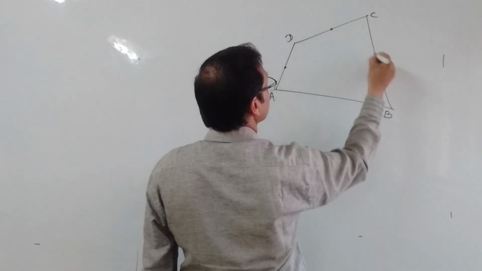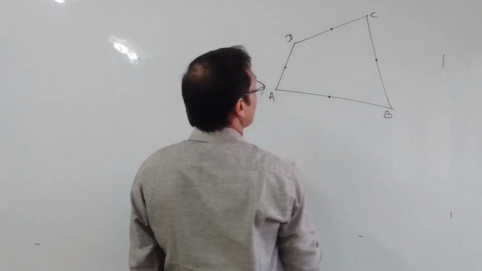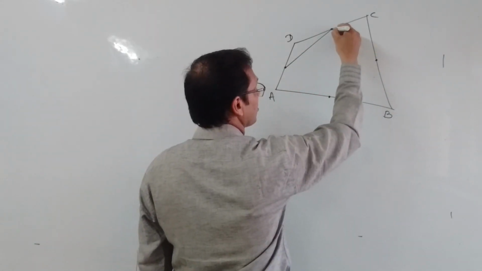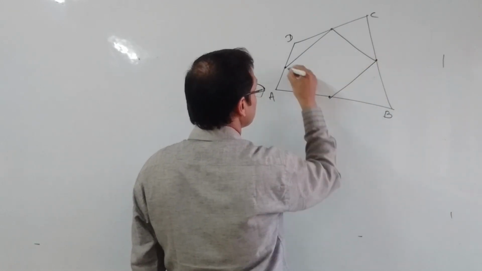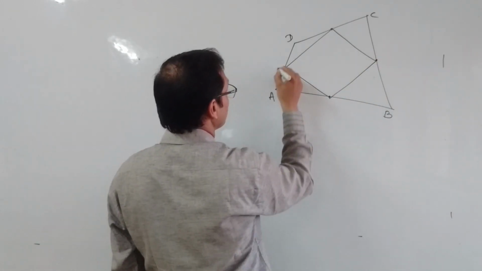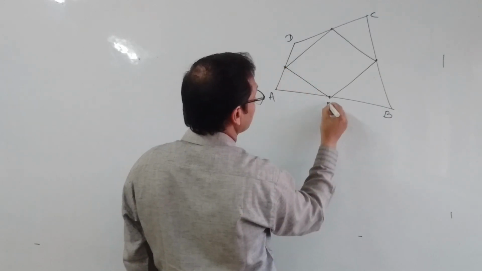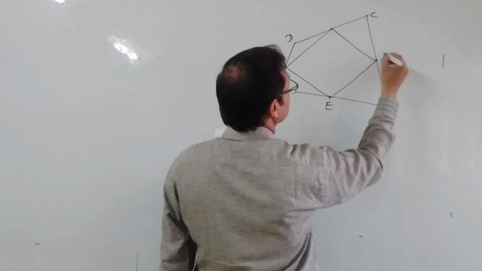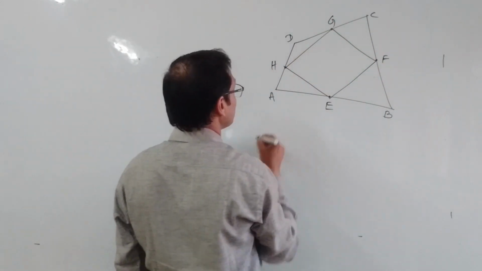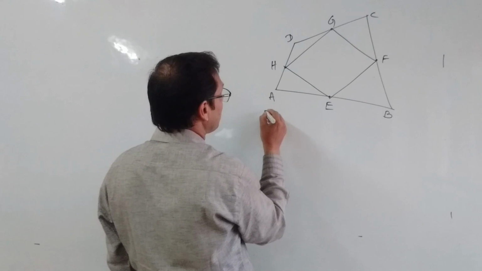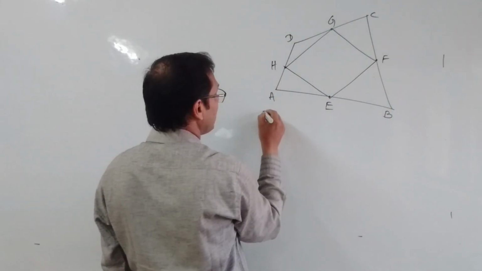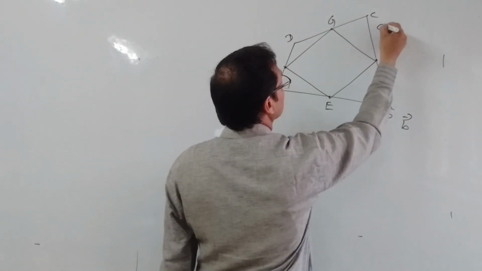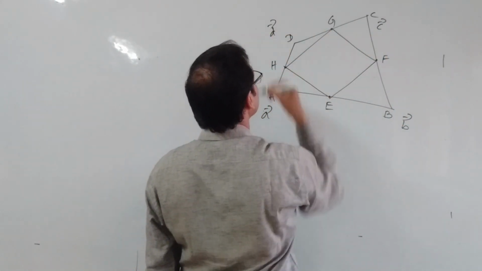Now you will join the midpoints of consecutive sides in order. You will join likewise. Let the midpoint of AB be E, this one F, this one G, this one H. And the vectors represented by the vertices of the quadrilateral ABCD, let it be A vector, this one is B vector, this one is C vector, this one is D vector.